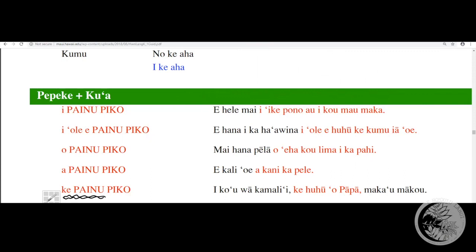This ke has multiple meanings, but generally what it means is when in the future. So this is a kind of when in the future, only in the future. It also has the idea of whenever, like whenever, yeah. Ke hele wau I ke kula. When I go to school in the future, or whenever I go to school. Ke hele wau I ke kula.